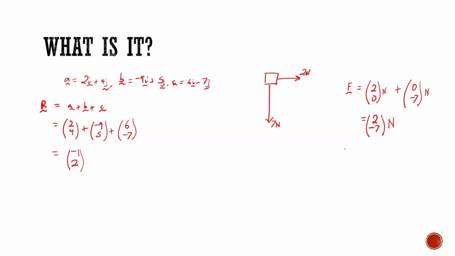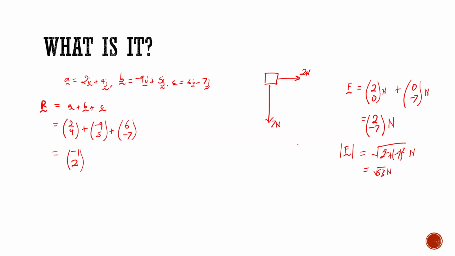If you're asked to get the magnitude of this force, this will be, as we know it, the square root of 2 squared plus negative 7 all squared in newtons, and that's going to be root 53 newtons.